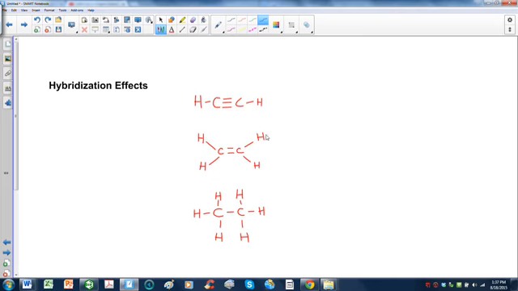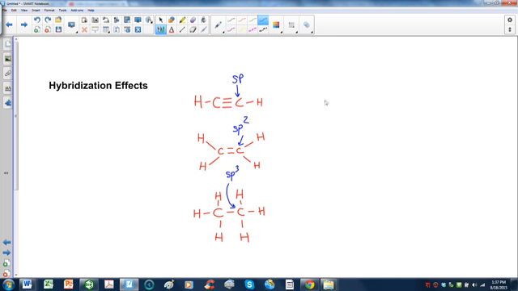Alright, last one here, hybridization effects. This is the simplest one to explain. And I have an alkyne, an alkene, and an alkane here. Triple bond, double bond, single bond between the two carbons. Now let's just do a bit of a refresher. What's the hybridization at each of these carbons? Well, on the triple bond, you have an sp hybridized carbon. For the double bond, you have an sp2 hybridized carbon. And for the single bond, you have an sp3 hybridized carbon.